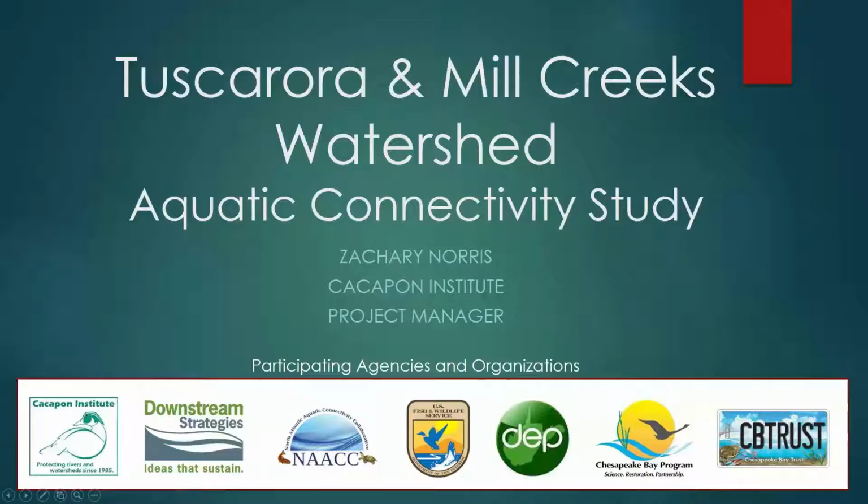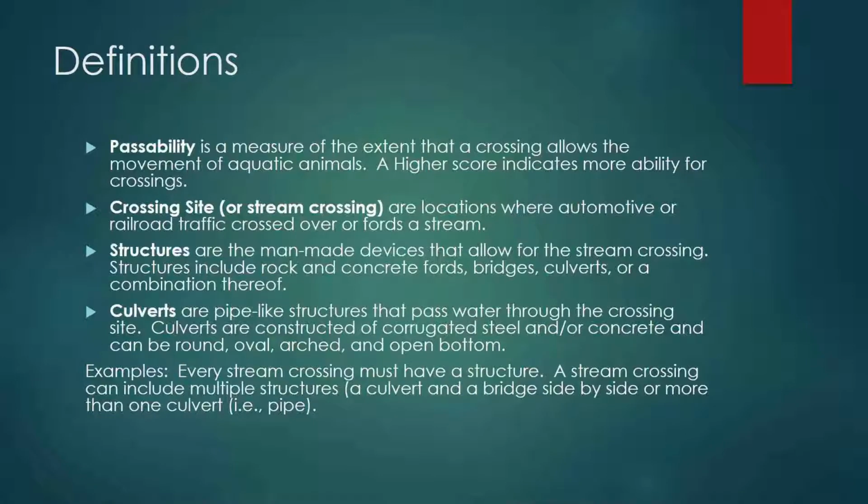Before I get into it deep here, I want to go over a few definitions so we all are on the same page. Passability is a measure of the extent that a crossing allows the movement of aquatic animals. A higher score indicates more ability for crossings. A crossing site is a location where automotive or railroad traffic crosses over or fords a stream.